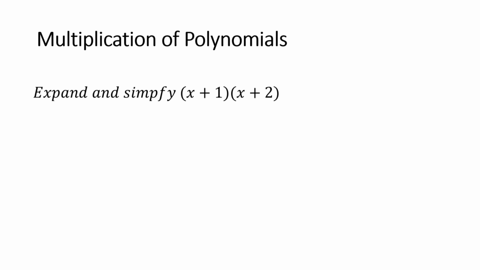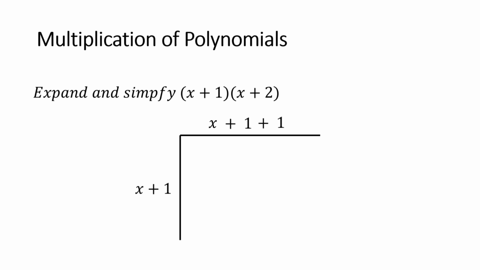Let us suppose we had to expand this binomial x plus 1 into x plus 2. To do this, we need to model the expression. And to model the expression, we are going to use our multiplication table. Here is where we're going to put the x plus 1. But note that x plus 2 consists of x plus 1 plus 1. We need to fragment the expression in order to do the multiplication using our algebra tiles.